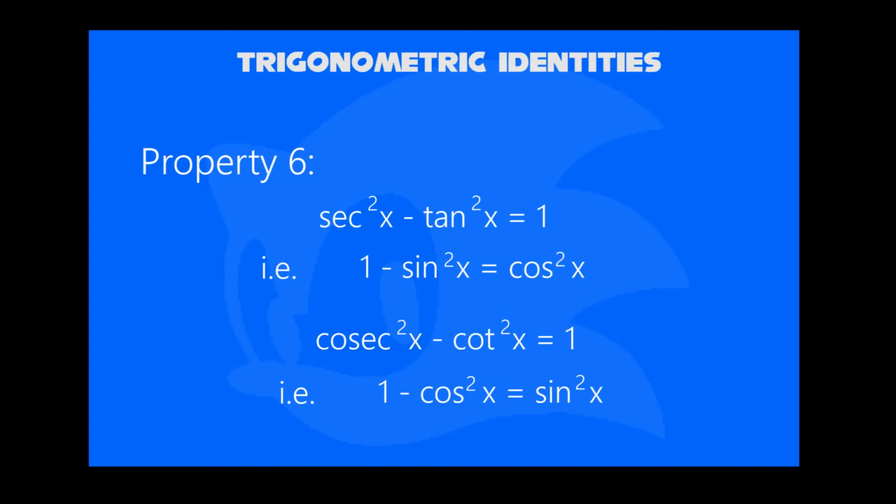Also, square of cosecant x minus square of cotangent x equals 1. Where cosecant x equals 1 divided by sine x, and cotangent x equals 1 divided by tan x. Therefore, we mean 1 minus square of cosine x equals square sine x, which is always the same.